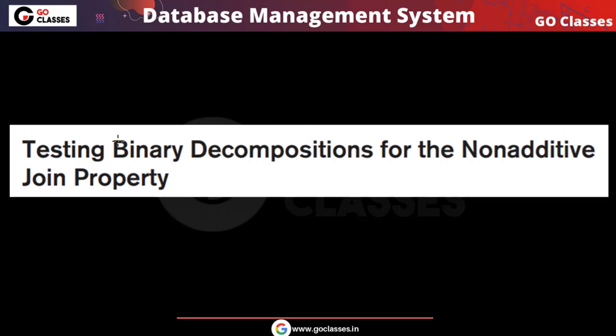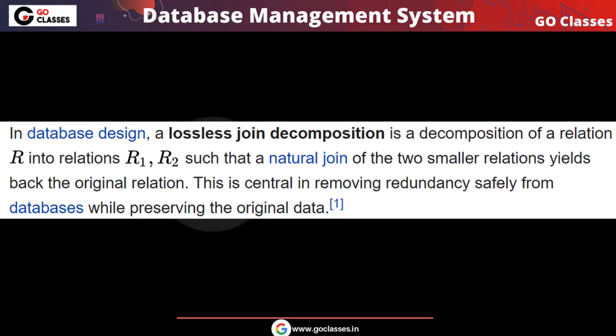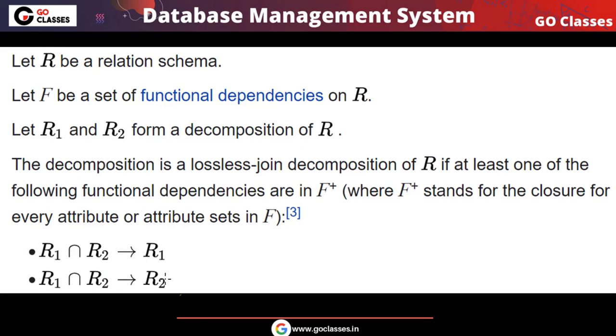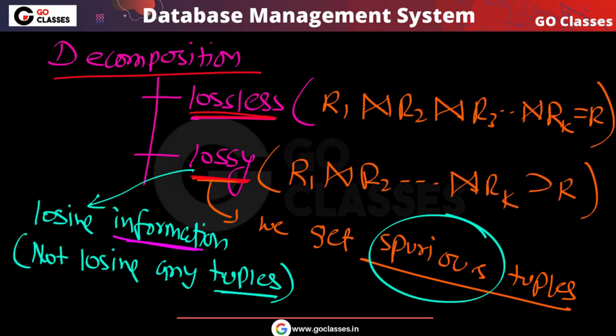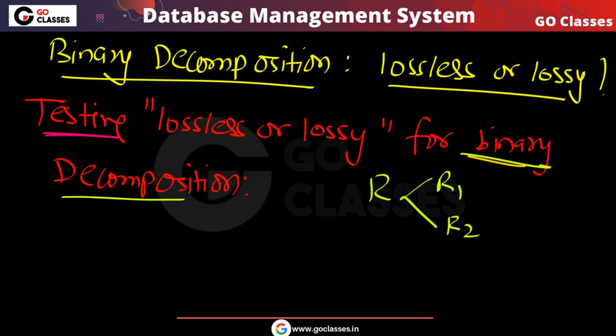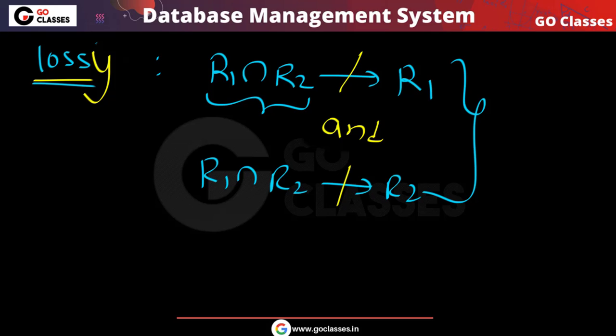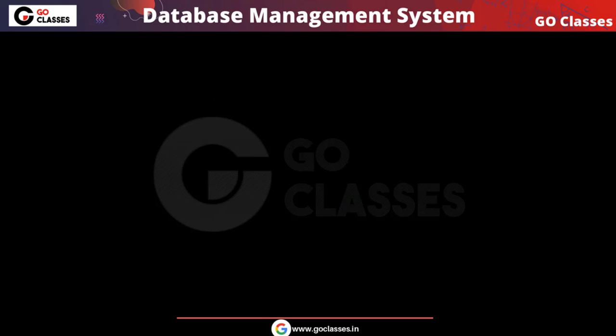Okay, so this is the complete definition of binary decomposition. So you can notice how to check whether a binary decomposition is lossless or not. This is what we have seen. Any binary decomposition is lossless if the common set of attributes in R1 R2 is a super key in either R1 or in R2. Otherwise, we will say that the binary decomposition is lossy.